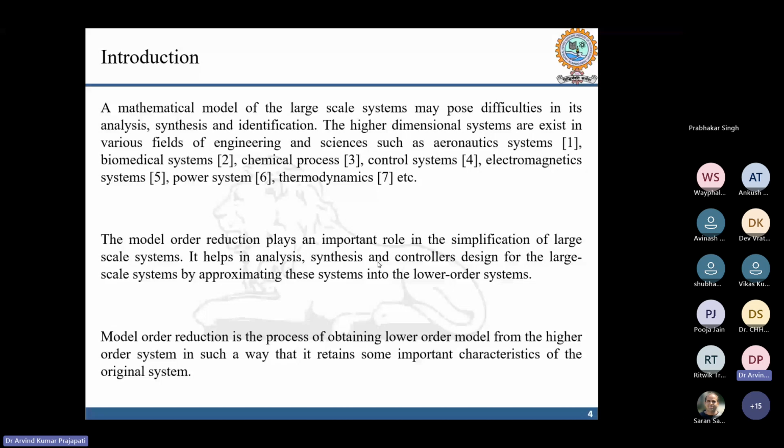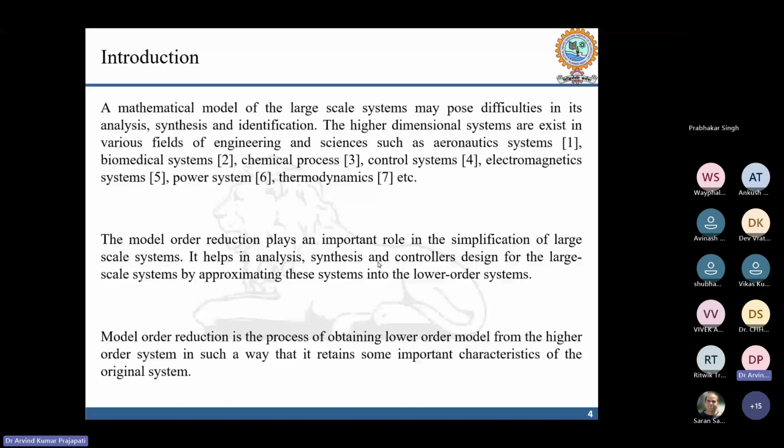So large scale systems exist not only in electrical engineering, they exist in various fields of engineering, like mechanical engineering, chemical engineering, biomedical systems, thermodynamics, or in electrical engineering like control systems, power systems, etc. So higher order systems exist in various areas of engineering and sciences. To do the analysis and parameter estimation of these systems is difficult to do manually. And if you use software like Matlab or any other software, it may also take several hours or several days to do the simulation.